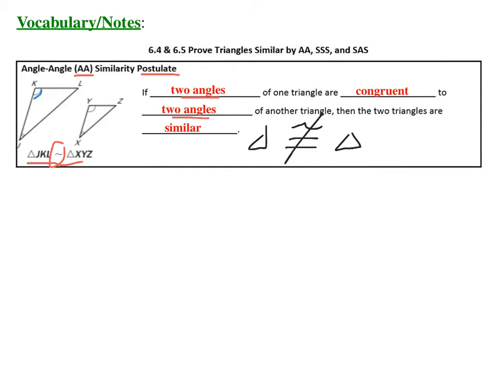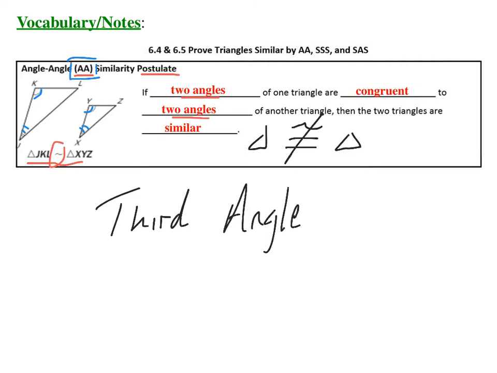So I can kind of see that marked in my picture. K is congruent to Y, J is congruent to X. But in this case, I'm only referring to two angles. What I'm using in this postulate is actually that third angles theorem that we discussed earlier in the year. Because as soon as I know that two angles are congruent in these two different triangles, I know I can automatically mark that third angle as being congruent. So as soon as I see that two angles are congruent, I know my triangles are going to be similar.